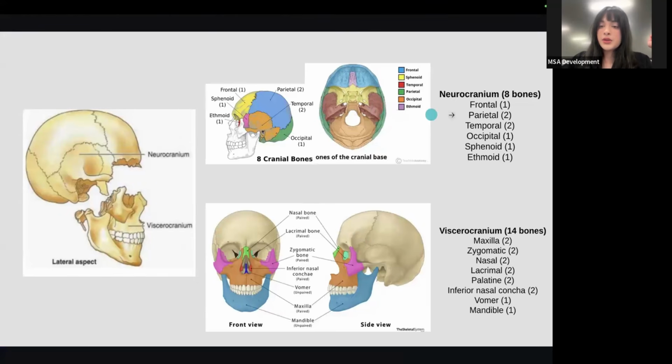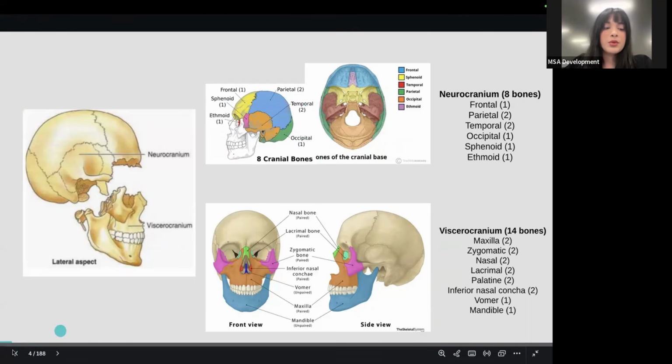We have the neurocranium, which is the top part of the skull, and then we have the viscerocranium, which is the face. So the neurocranium contains the parietal bone. So we have two parietal bones over here. We have the frontal bone, we have the sphenoid bone, the ethmoid bone, the temporal bone, and the occipital bone. So notice which ones are paired and which ones are not. The occipital one is not paired, ethmoid is not paired, sphenoid is not paired, frontal is not paired. So just the paired ones are parietal and temporal.